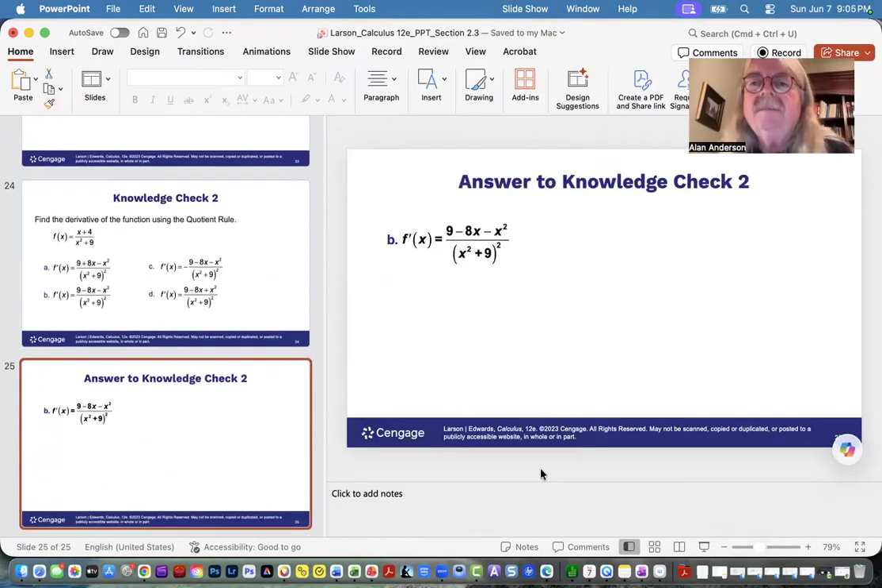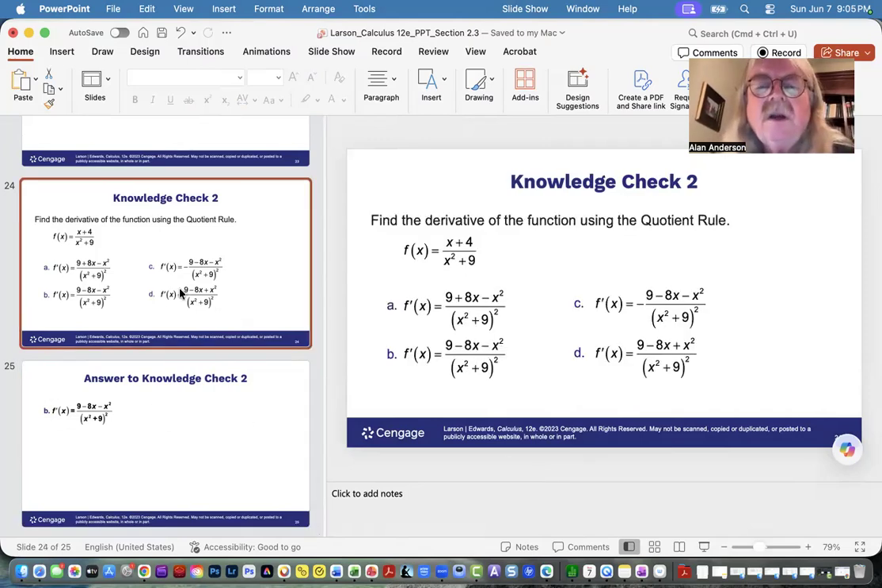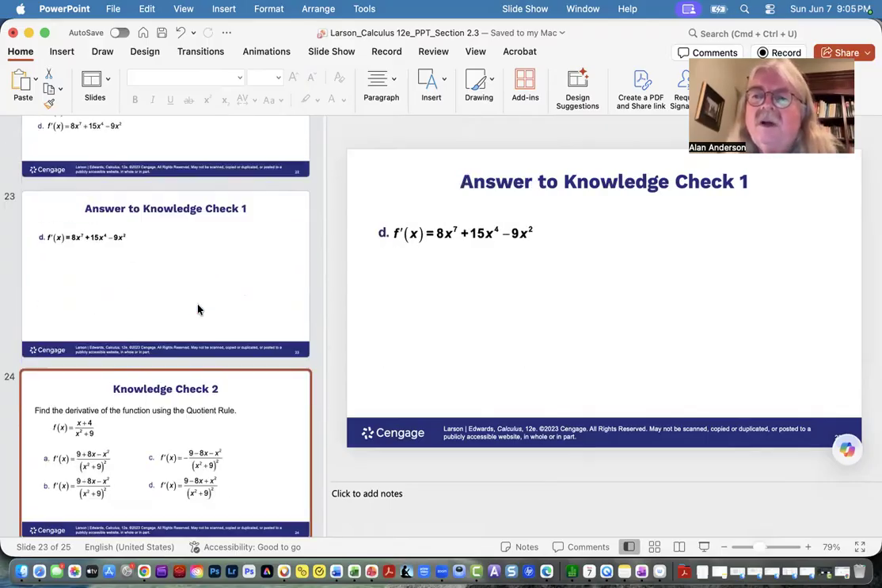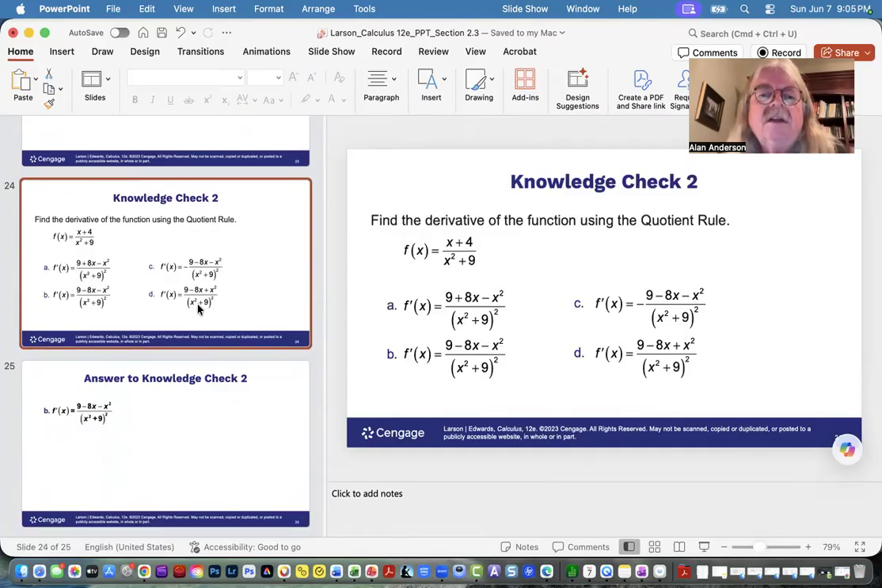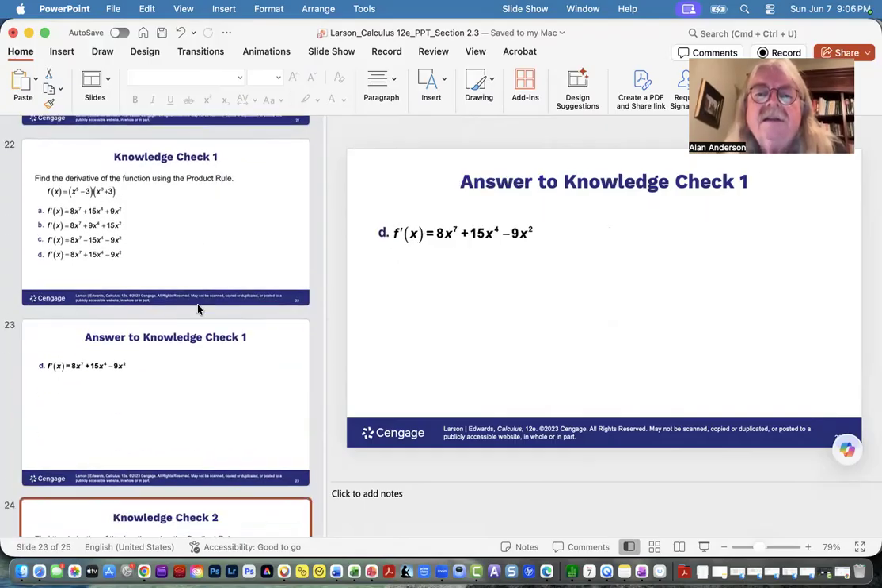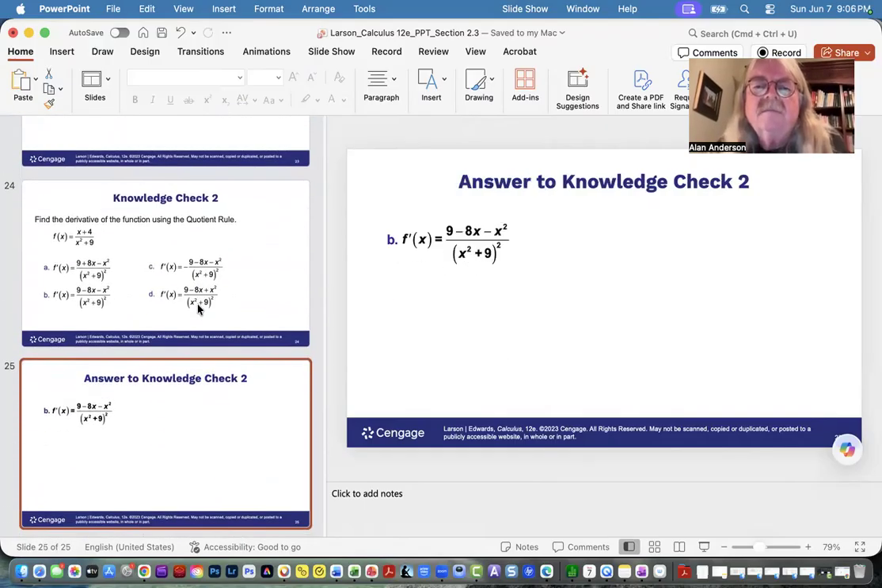Okay, so that seems to be the end of 2.3. So what I recommend that you do is practice right here with these knowledge checks. Well, they give you the answer, but just take it out, write it out, and work on it because what we've done in this section really does benefit from practice. So why don't you try these? If you want to, we can go over them next time. You can see this one is a product rule, and then we have two quotient rules.